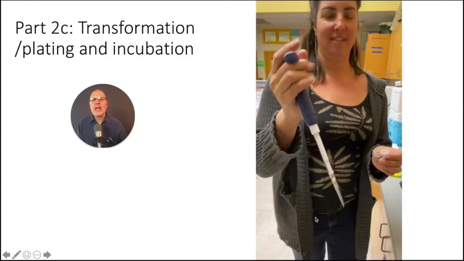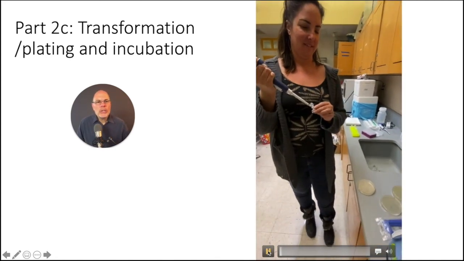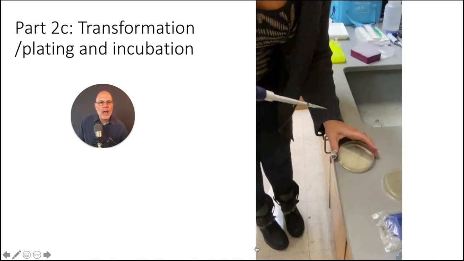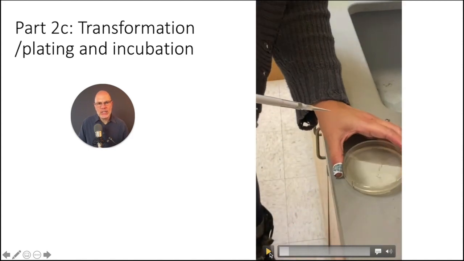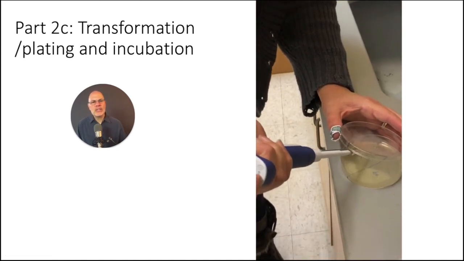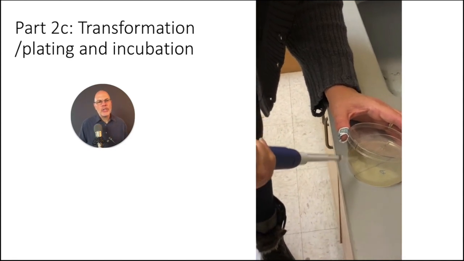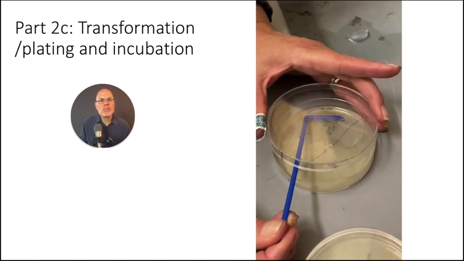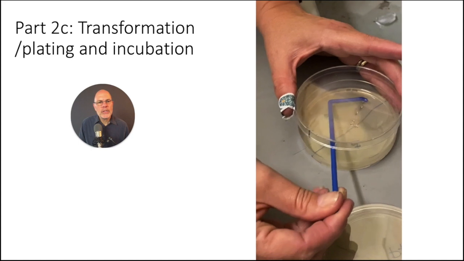Okay, so now Ms. Berg is going to carry out some of the steps involved in this transformation. She's going to plate these bacteria and incubate them. I'll talk you through it. What she is doing now is taking these bacteria that we had just heat shocked. You can see she's got this petri dish over here. Using the micropipette, she's going to place the liquid onto the surface of the nutrient agar. Now she's going to use a spreader to spread out the bacteria all over the surface.